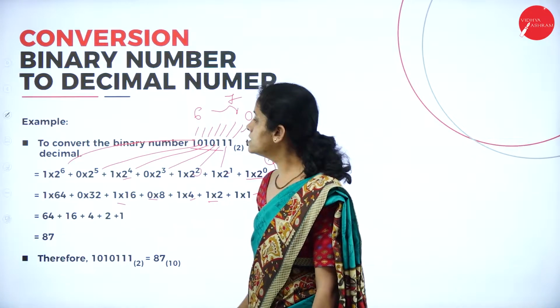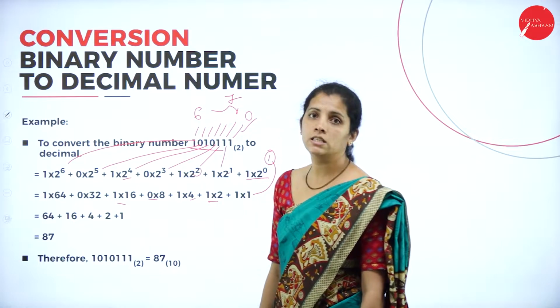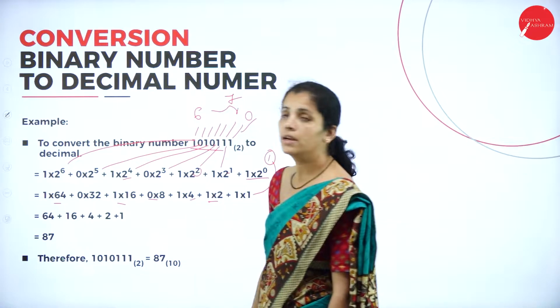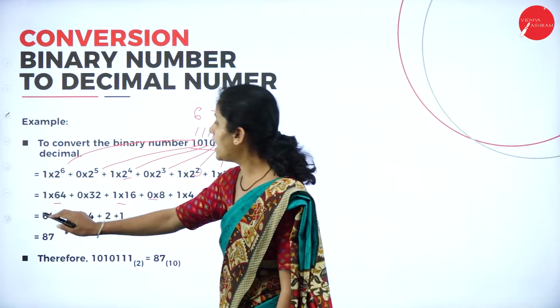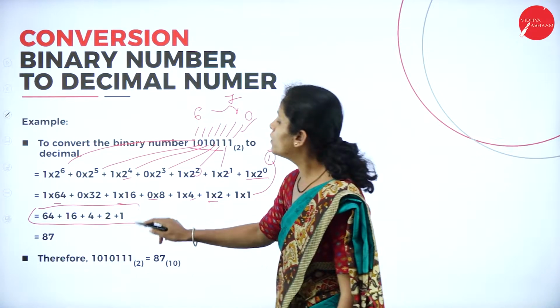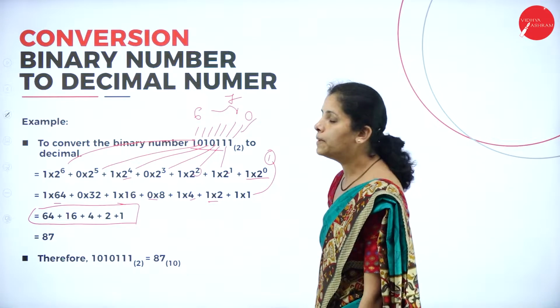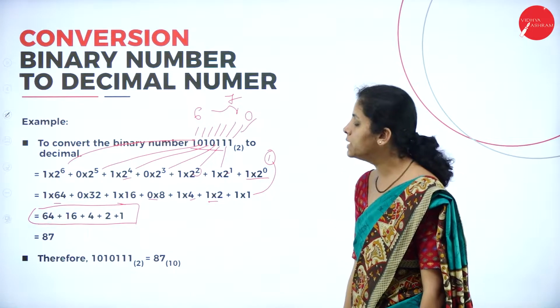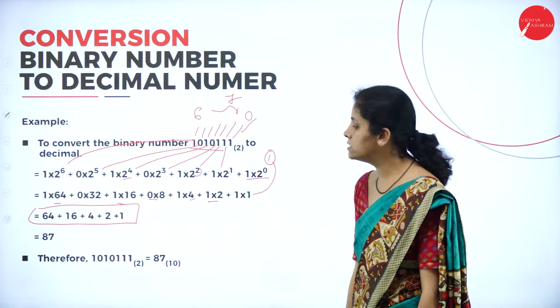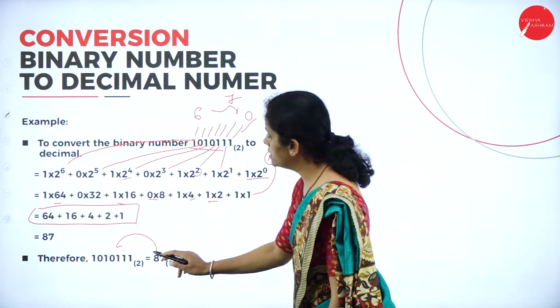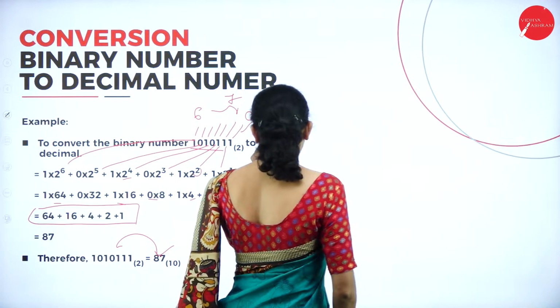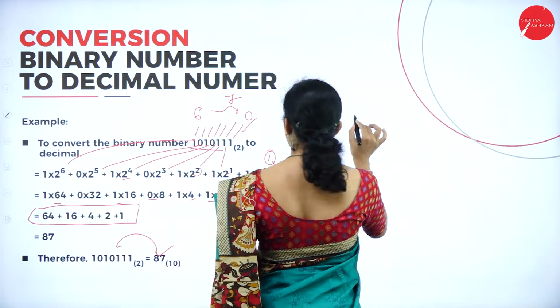So 1 into 16, 2 to the power 5 is 32 into 0, 2 to the power 6 is 64. And what I'm going to do is add all the products. So 64 plus 16 plus 4 plus 2 plus 1 is 87. So this is the representation of 87. And dear student, I'll tell you one simple method here.